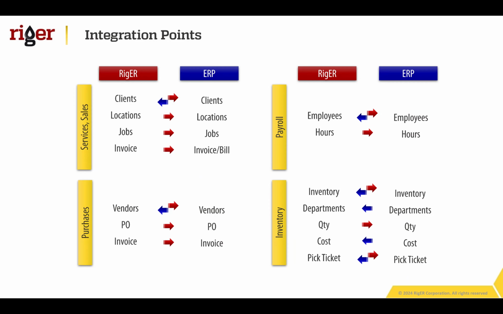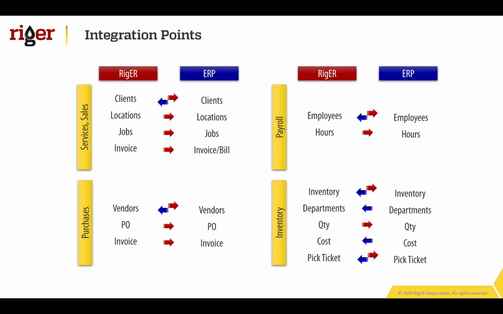Say, for example, for the inventory, we have the inventory exchange: departments, quantity and cost. So for this particular case, RigER calculates or sends the parts acquisition document to the ERP, and ERP provides the cost of this part acquisition. So there are so many different options, so many different scenarios.